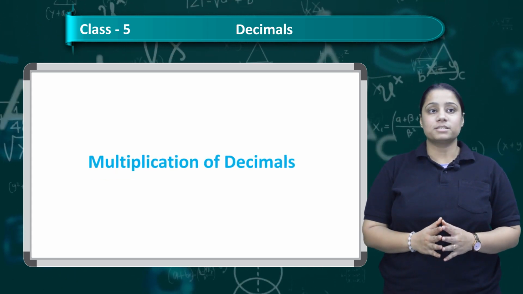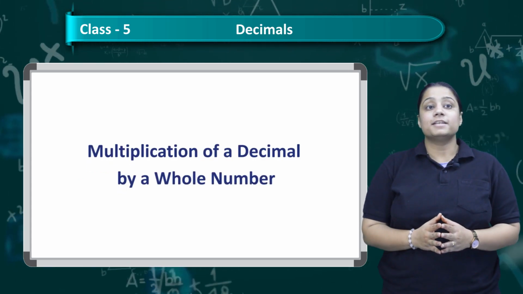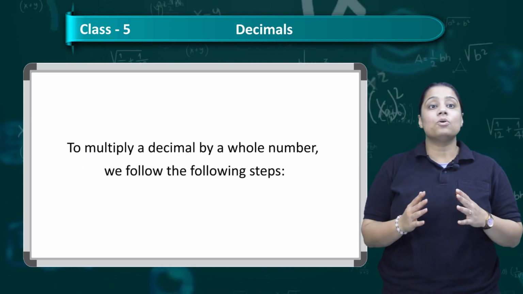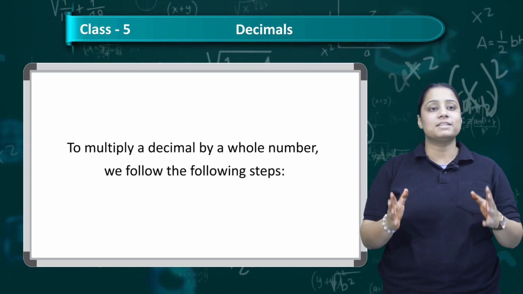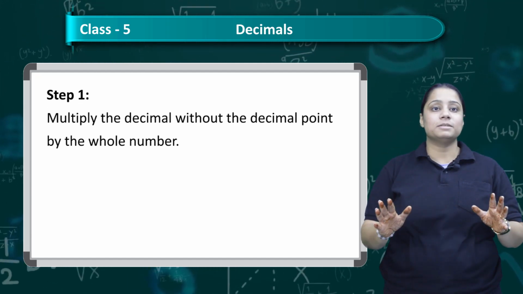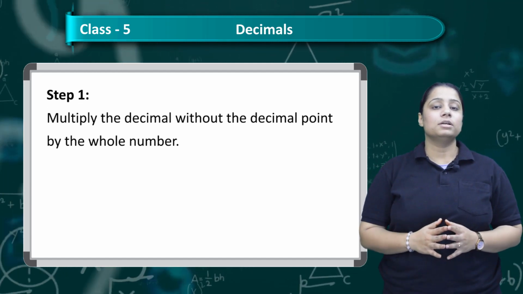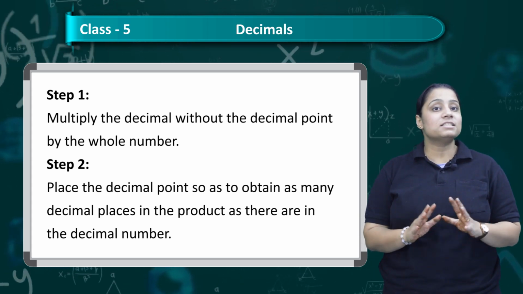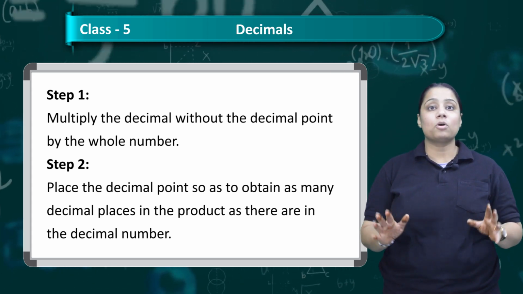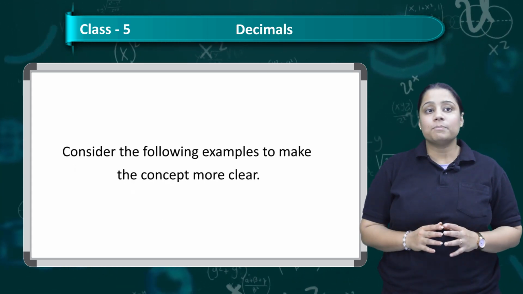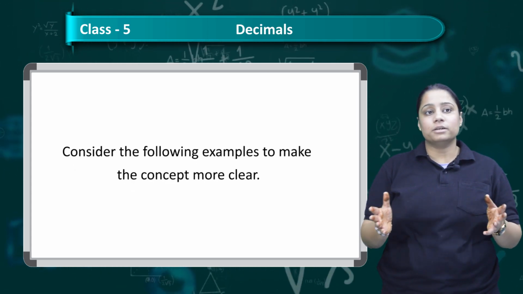Multiplication of decimals. Multiplication of a decimal by a whole number. To multiply a decimal by a whole number, we follow these steps. Step 1. Multiply the decimal without the decimal point by the whole number. Step 2. Place the decimal point so as to obtain as many decimal places in the product as there are in the decimal number. Consider the following examples to make the concept more clear.